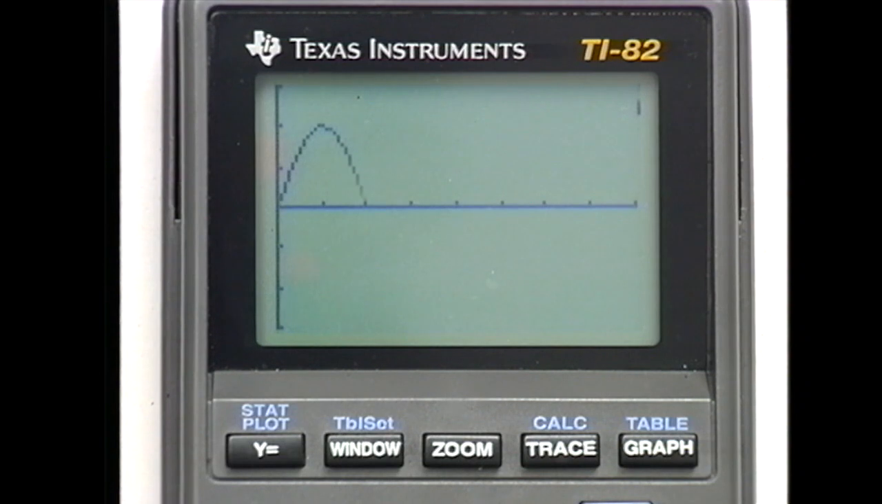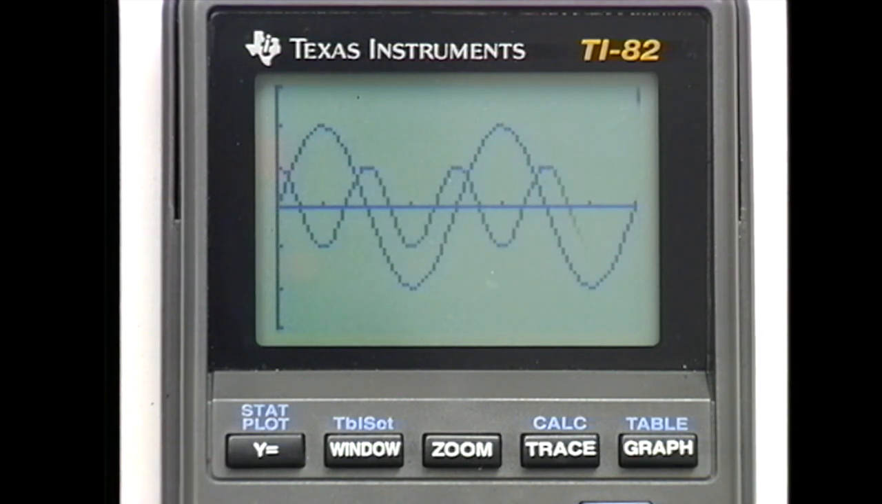First will be y equal 2 sine x. See, it has an amplitude of 2 and a period of 2 pi. Here is my cosine curve. It has an amplitude of only 1, and it has a period of just pi. And there is the sum of those two graphs.